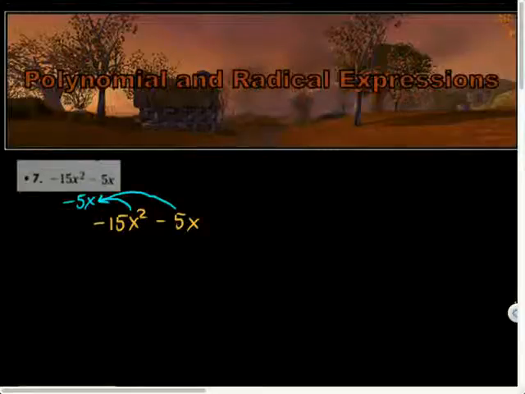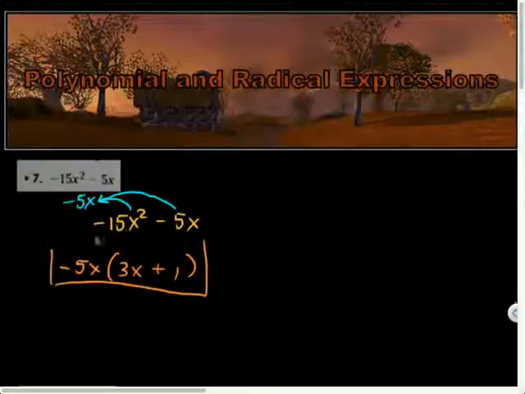X of them. So I'll have negative 5x, parentheses, and let's see, negative 5 times what is negative 15? 3. And x times what is x squared? X. And then negative 5x times what would give me negative 5x? 1, so a little positive 1 there. And can 3x plus 1 be factored any further? No. So that means we are done, friend.